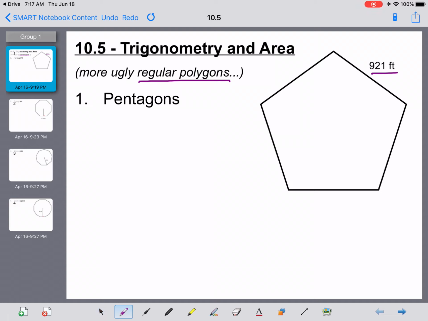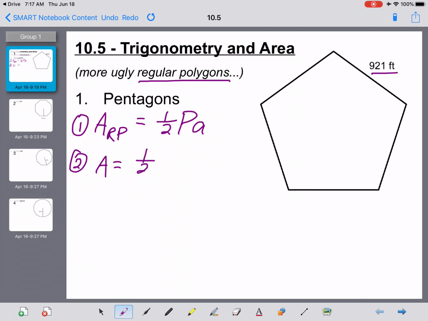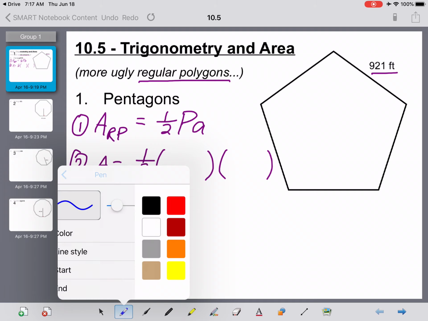Because we're talking about a regular polygon, we still are going to use our formula that we used in 10.3. Area of a regular polygon is 1/2 times its perimeter multiplied by its apothem. In step 2, we fill in what we know. Area is equal to, we've got a 1/2. Now the perimeter is not known, and neither is the apothem, so there's a lot of work to be done here. But the perimeter is going to be the easy part.